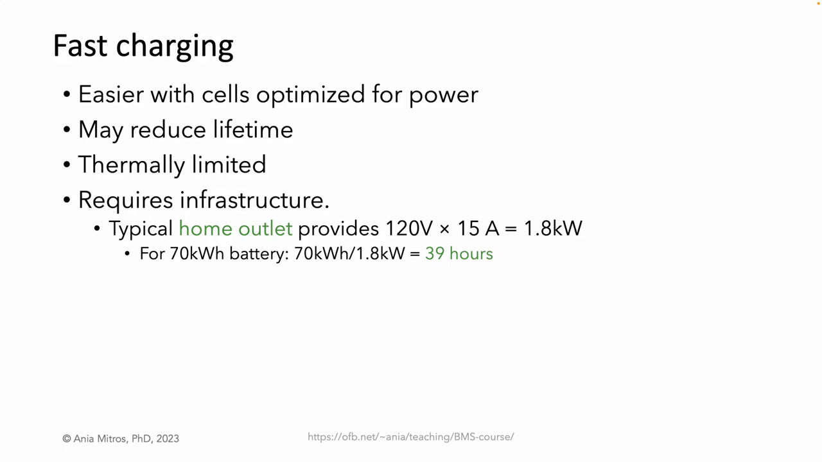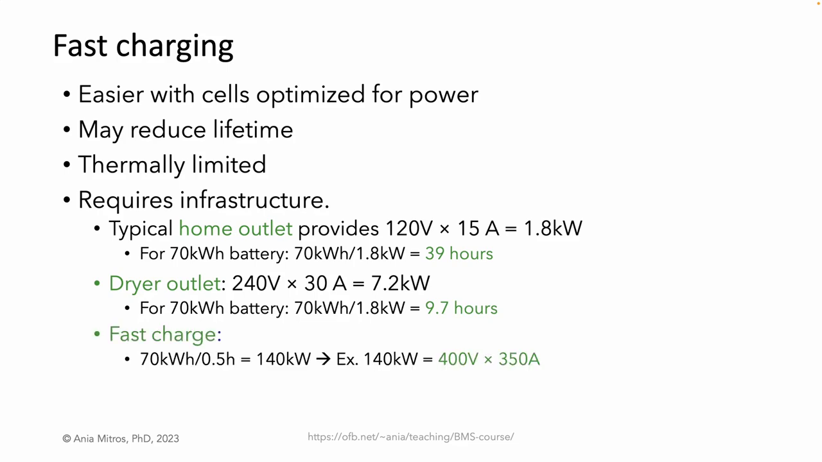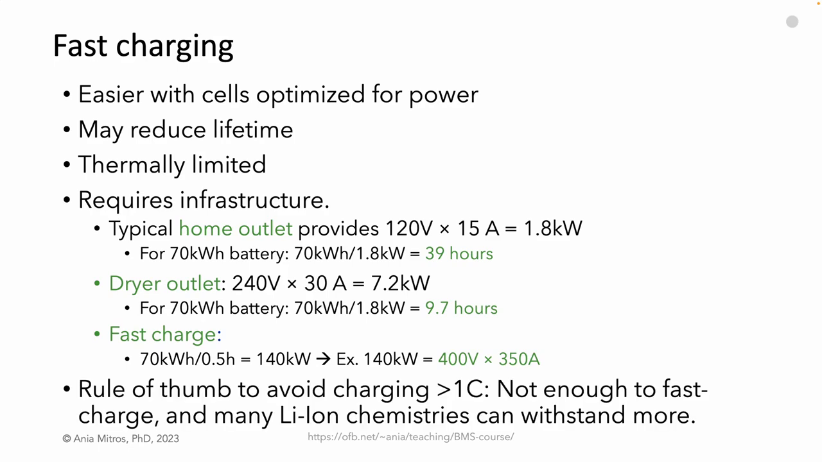In addition to implications for the battery itself, fast charging requires appropriate infrastructure outside the vehicle. For example, a typical home outlet can charge my car in about 40 hours. Charging from a 240-volt dryer outlet reduces that to less than 10 hours. A fast charger requires higher power infrastructure than is available at many homes and businesses. I've seen the internet mention a rule of thumb to avoid charging above 1C. That's not necessarily good enough for fast charging, and many lithium-ion chemistries can withstand far more.